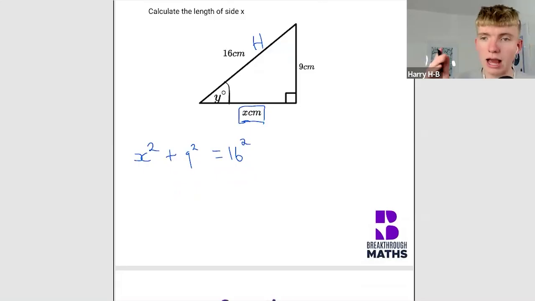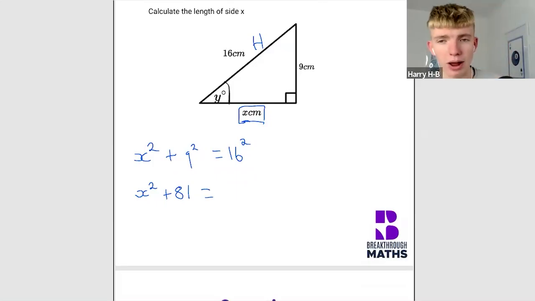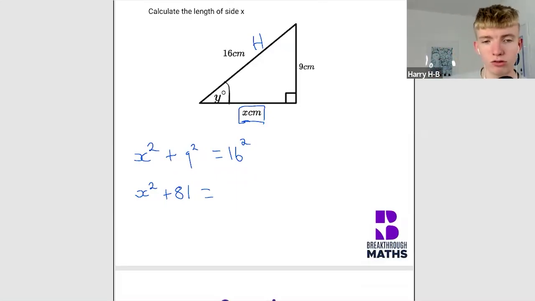So don't worry if you're thinking, how on earth am I meant to do this? So x squared plus 9 squared, so plus 81. Okay, so hopefully all of you will be able to tell me that 9 squared, 81, is equal to 16 squared. All right, what is 16 squared? Those of you that know this off the top of your head, you're a genius, all right? You don't even need to be doing these classes.